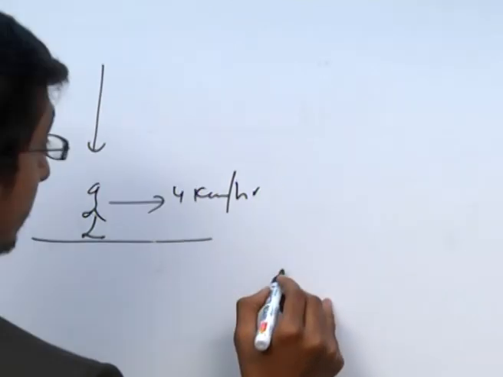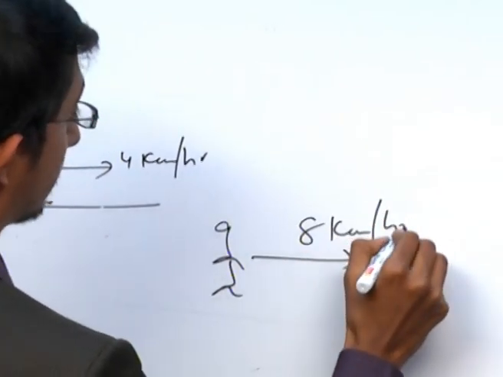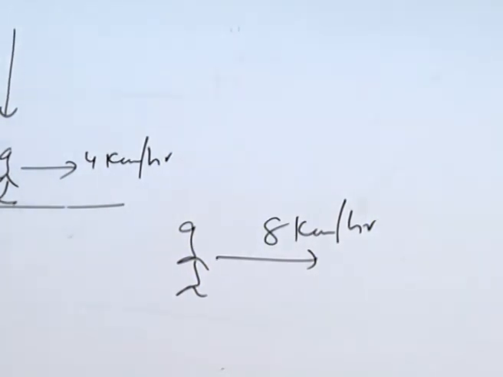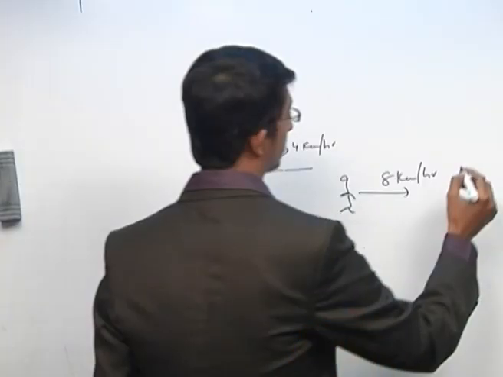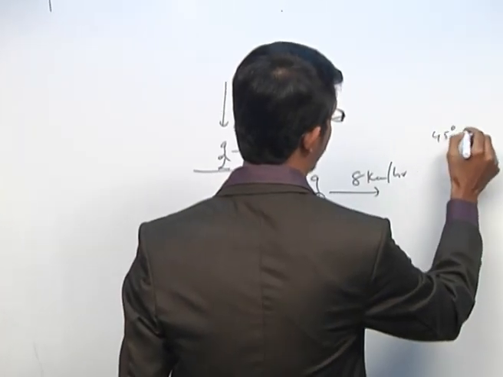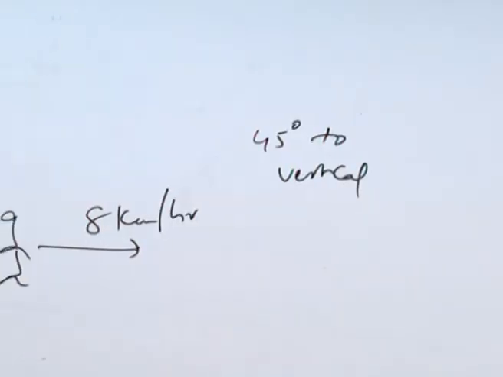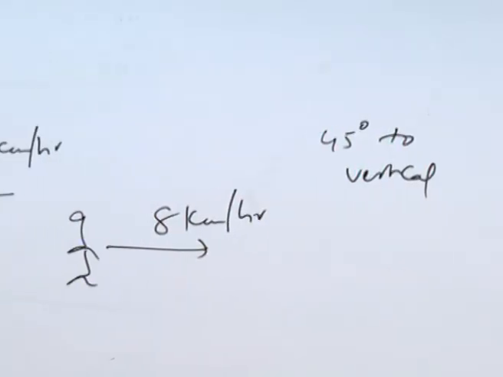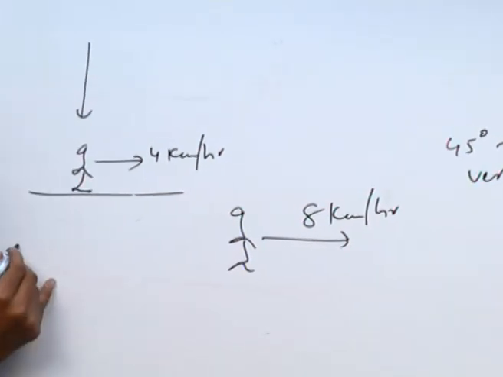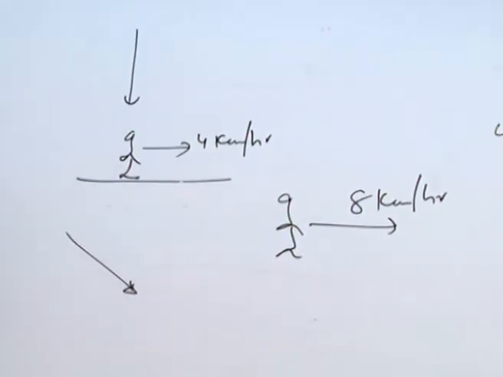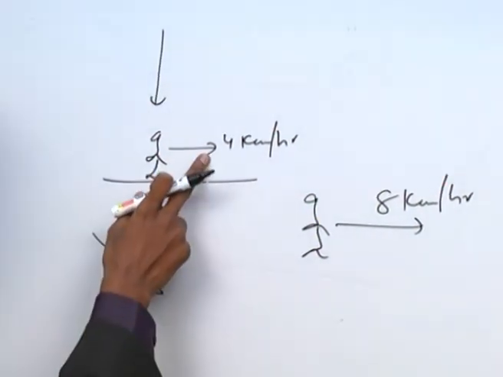Then the same person starts going with 8 kilometers per hour. Now rain appears at an angle of 45 degrees to vertical. And we have to find the actual speed of rain. So let us first see. First, let us guess a direction for rain. Maybe rain was falling like this. Actual direction of rain with respect to ground. But with respect to person, rain is vertical.